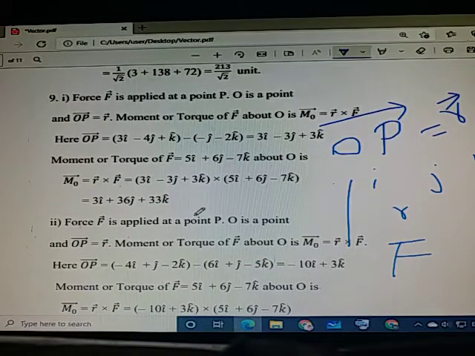So this is all about vectors. Very simple, very basic problems. You just go through this, and for any problem, discuss with me, ask me, and I will clarify.